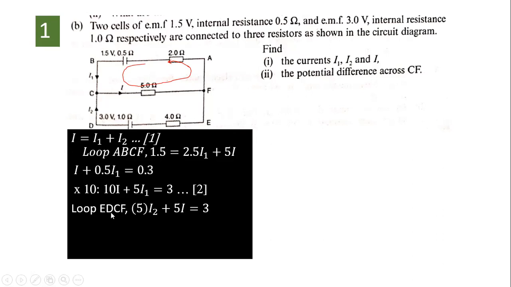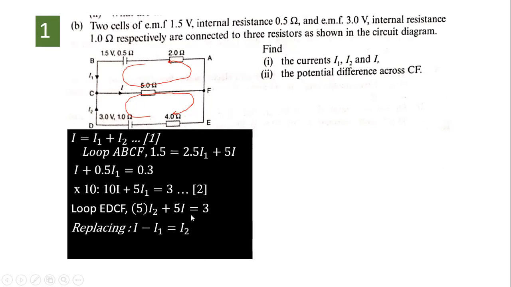Then loop. This one. E D. I'm taking clockwise this one. E D C F. So in this case, 5 times, there's your 4 plus 1 is 5, times your I2. And this 5 times your I. The EMF is 3.